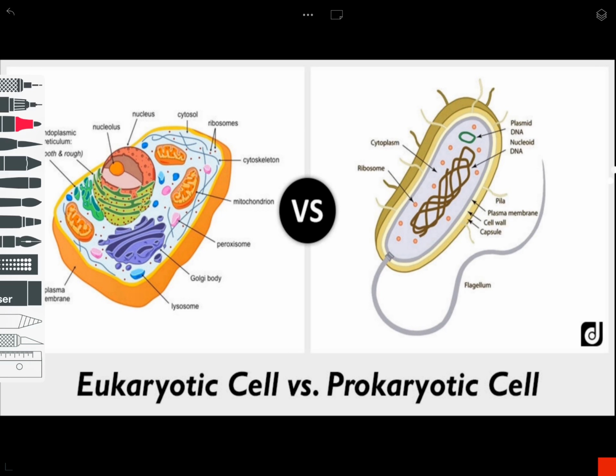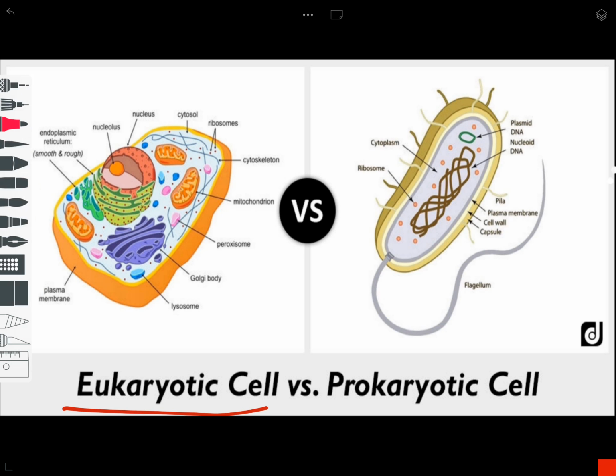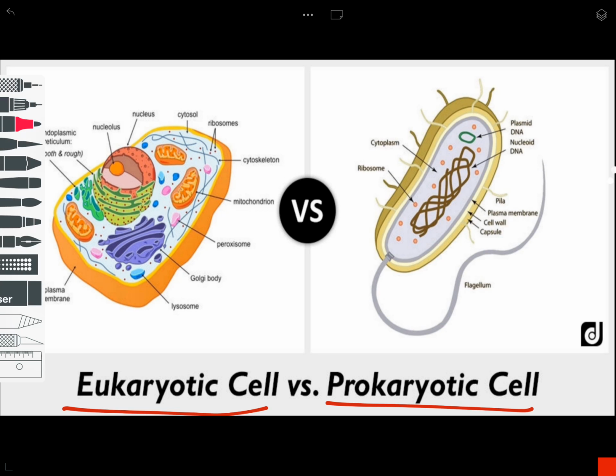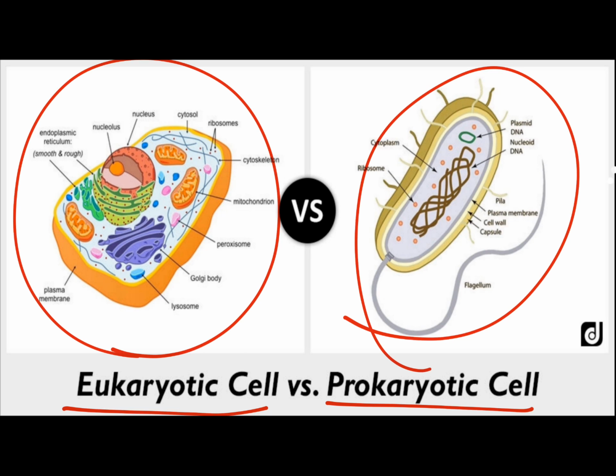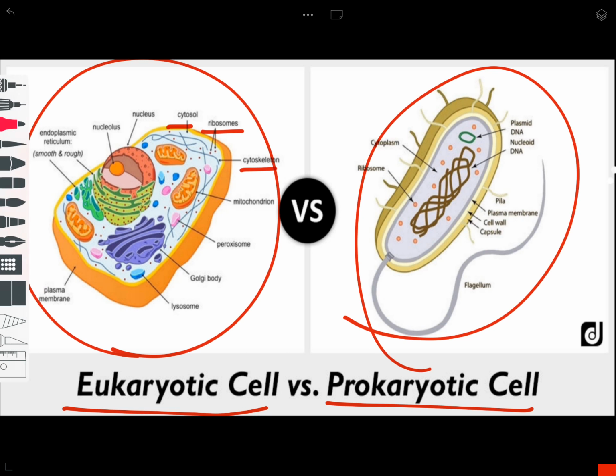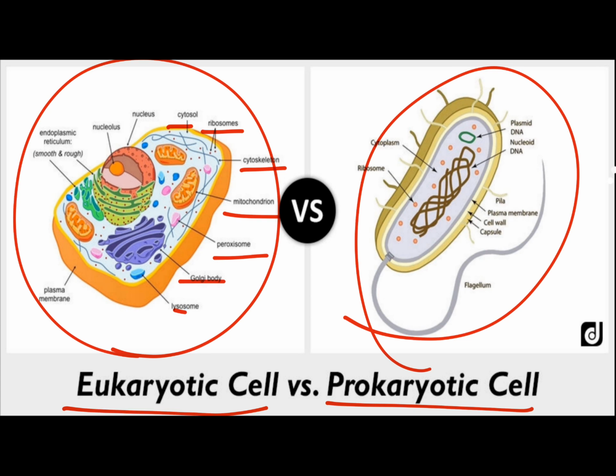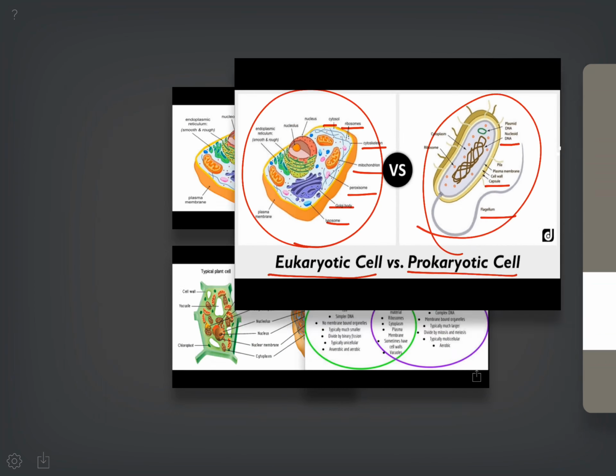Hi guys, today we will be talking about eukaryote cells and prokaryote cells. As you can see, there is a eukaryote cell on the left and a prokaryote cell on the right. As you can already see, there are many more organelles in the eukaryote cell, so it is considered to be more complex than the prokaryote cell.